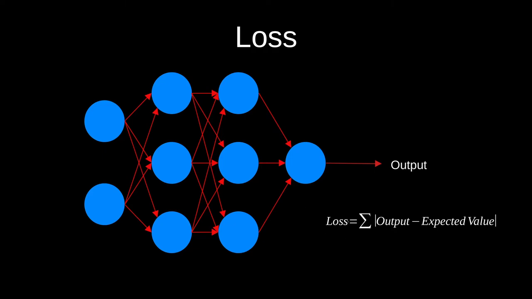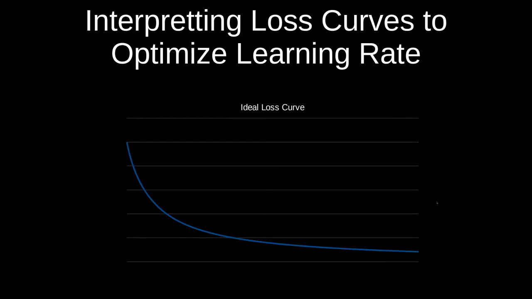So this is the general formula. We take the sum of all of the error: output minus expected value. That's the error for a single one. I just showed the final output, but imagine this for all of the neurons right here. So you take the sum of all of that and you get the total error, the total loss. So that's the loss. Let me show you how that's important.